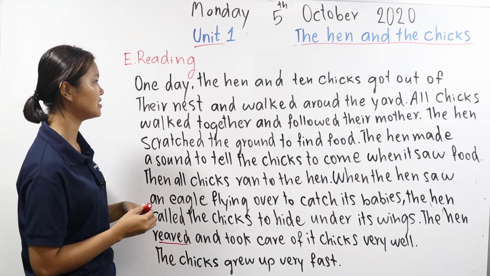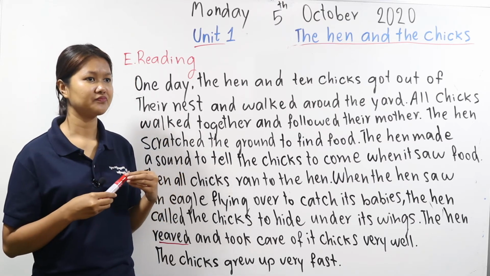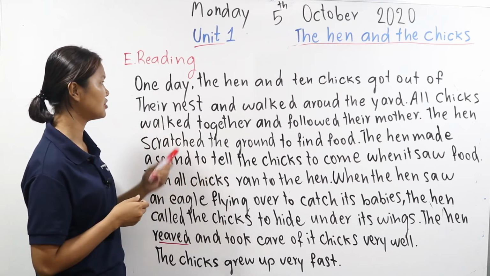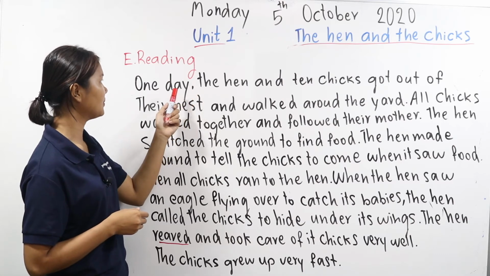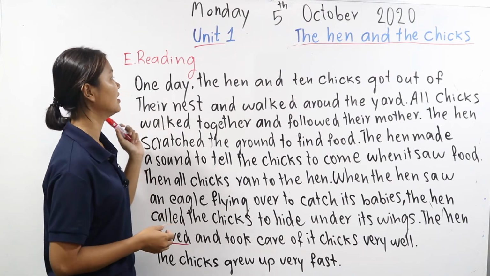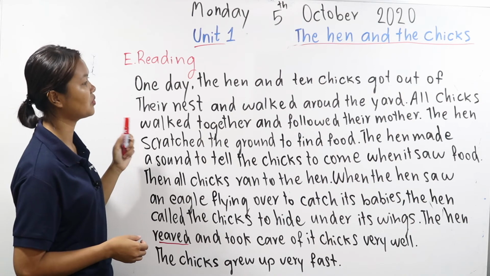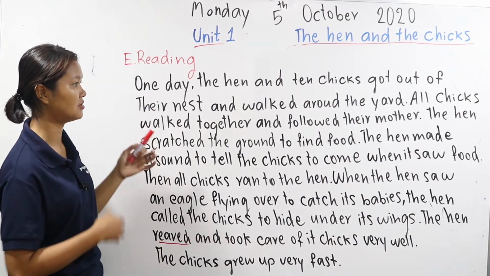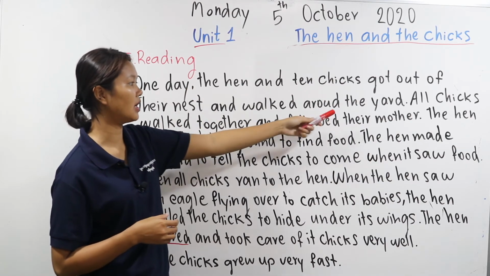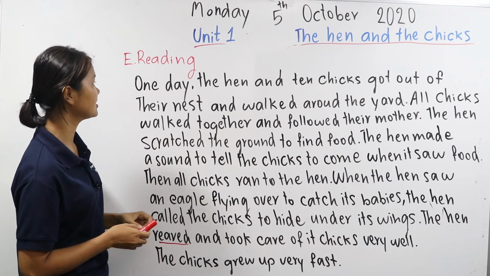Okay, now let's read together and remember what I told you when you read. You're not just reading straight, okay, but you have to know where the comma and period are, what to do, okay? Not just like one day the hen and the chicks get out of their nest and walk around the yard. Not like that, but you have to know where to pause and know where the sentence ends, okay? So now let's start together.